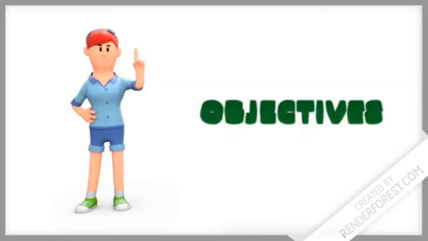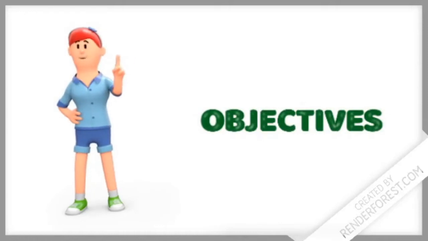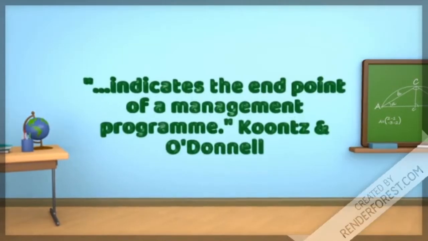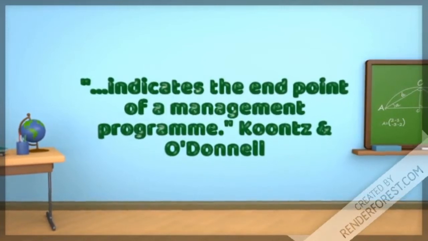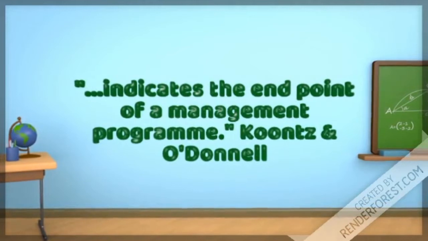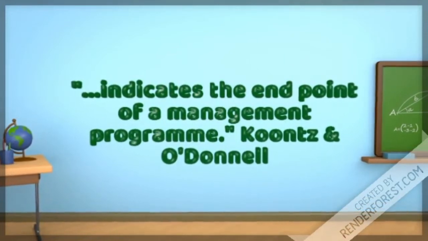Now, in this particular video, we will understand what is the meaning of an objective, what are its basic features, and the different types of objectives that exist. Now let us look and try to understand what an objective is. According to Koontz and O'Donnell, an objective indicates the end point of a management program.